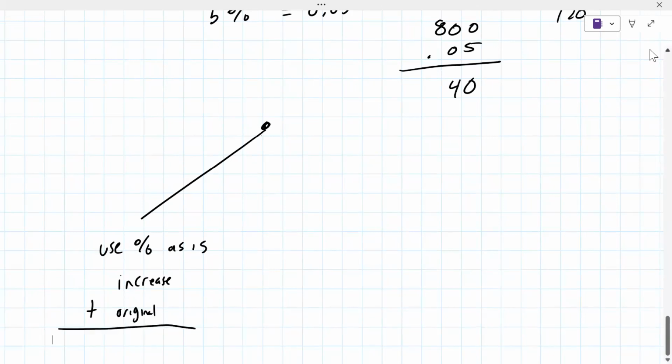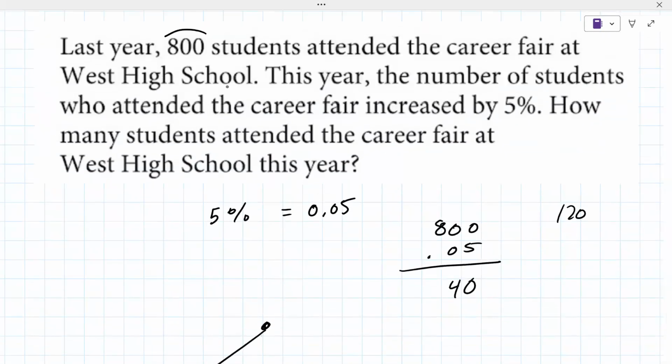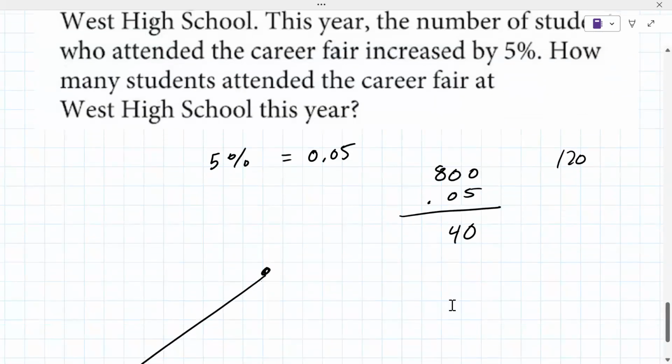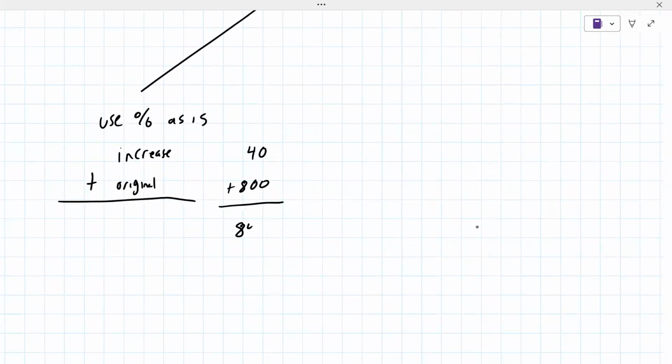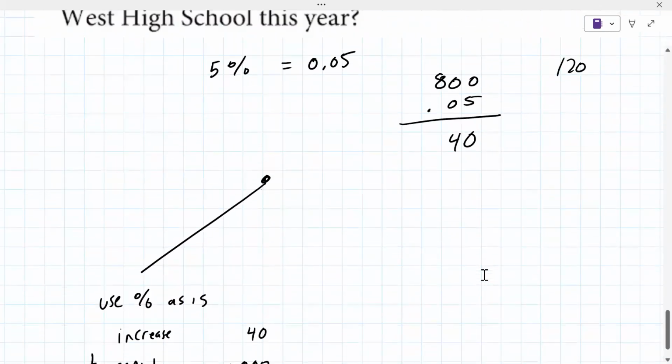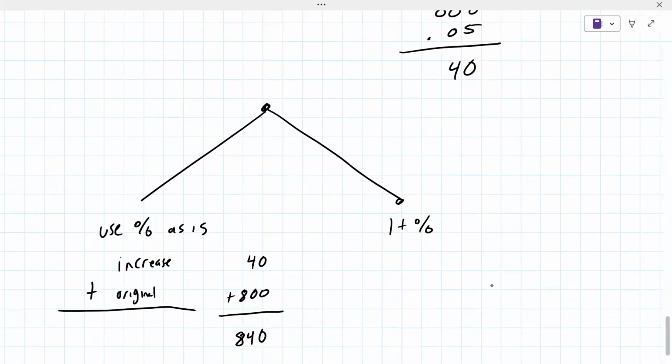So this is the approach that you're using here. So what is the original? 800. Okay, so what does the 40 get added to? 800. So in this problem, it would be 40 plus the 800, which gives you 840. The other approach is to multiply by 1.05. It's 1 plus the percent. So in your problem, that would be 1.05 times the original 800.